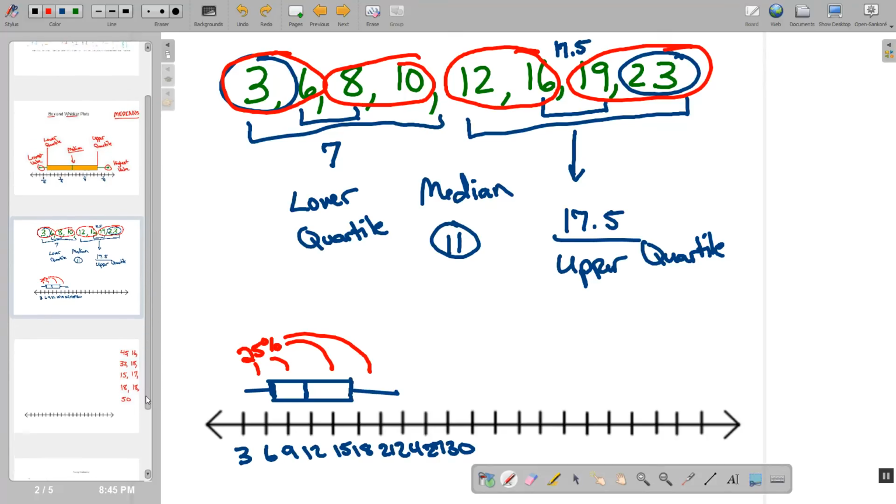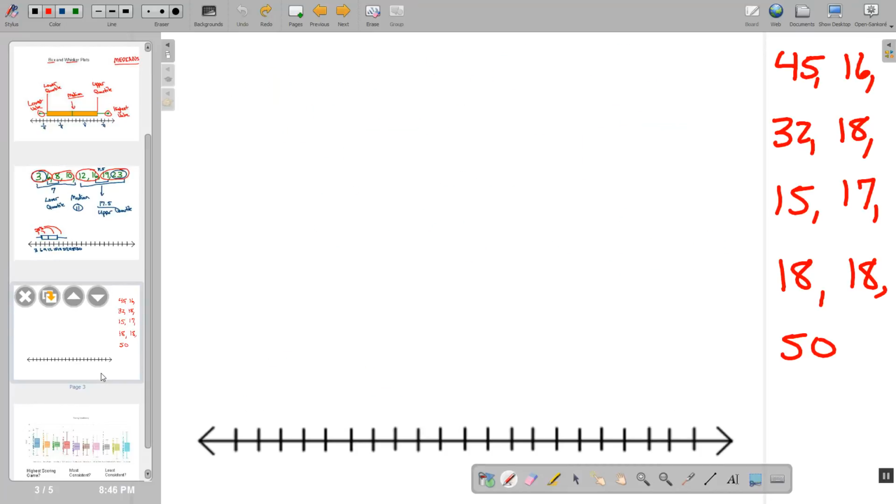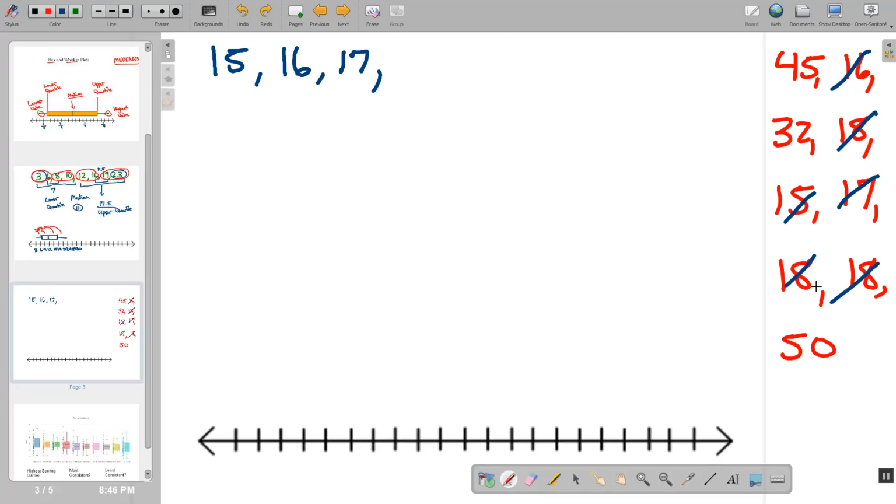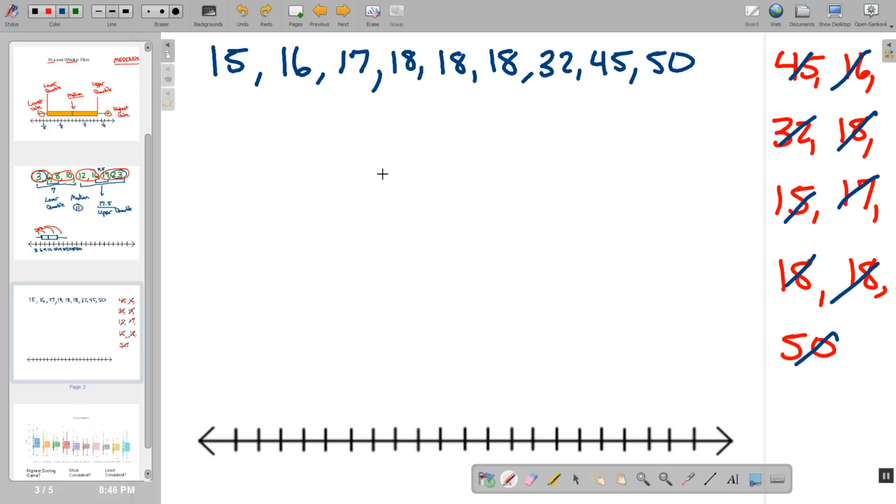So let's get a little bit more challenging, but the nice thing about a box and whisker plot is it doesn't actually get that much harder than what we just did. Now we have a set of data here on our right, and what I'm going to do is write it in order to start with. So my smallest number is 15. Then I have 16 hiding up there. Then 17. Then I have 3 18s. Then I have 32, 45, and 50. So I got all of my numbers written down, and here is my data set.